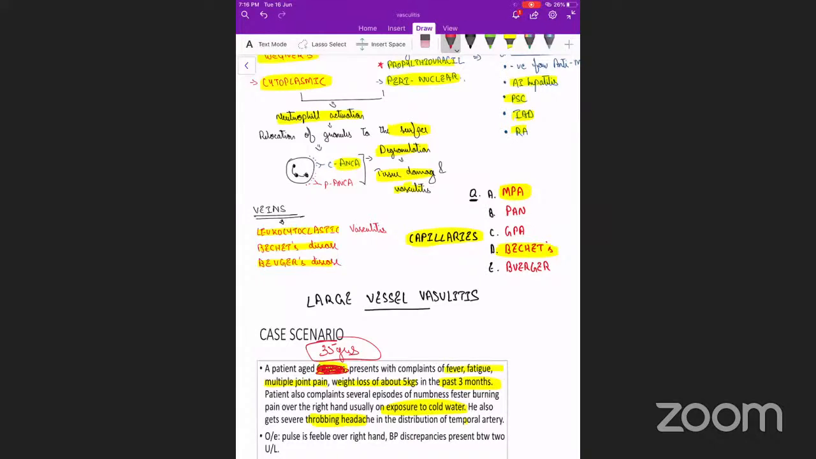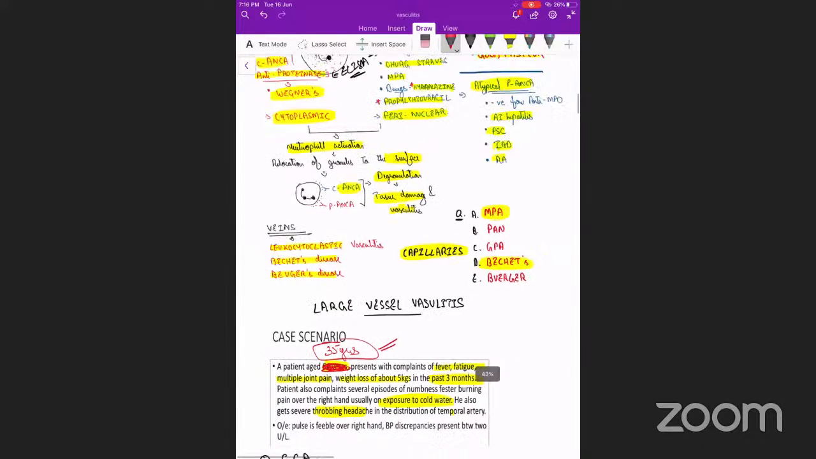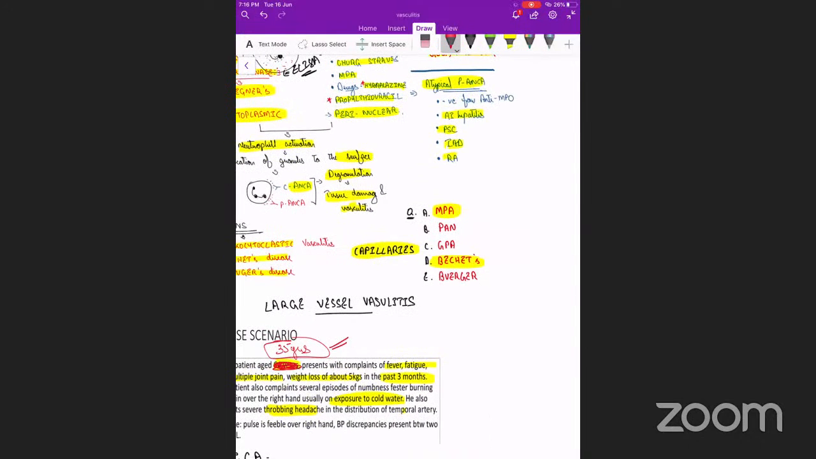Okay, Pooja says yes, very good. With the following features, showing that it was a large vessel involvement, we could have thought of Takayasu arteritis. So these two are very good differential diagnoses. One involves the upper age group, one involves the lower age group, but since both involve large vessels, both tend to have similar complaints.